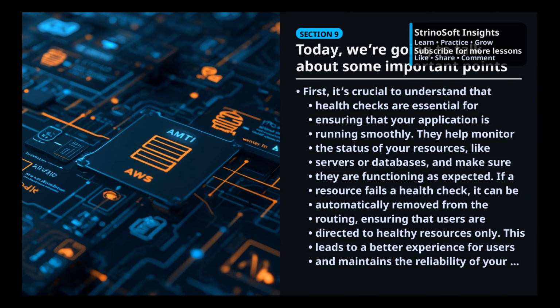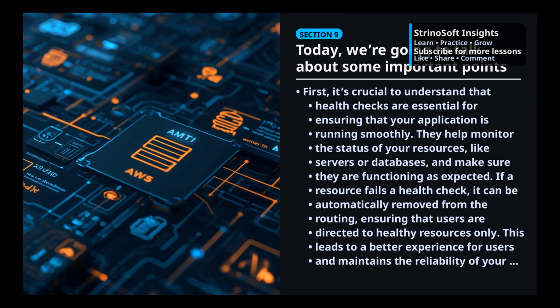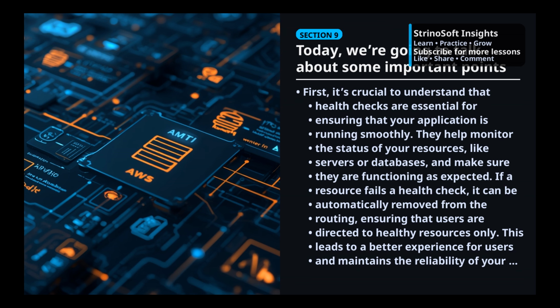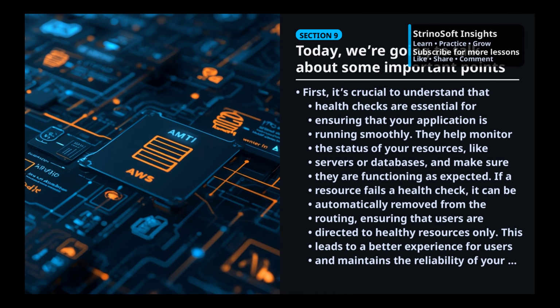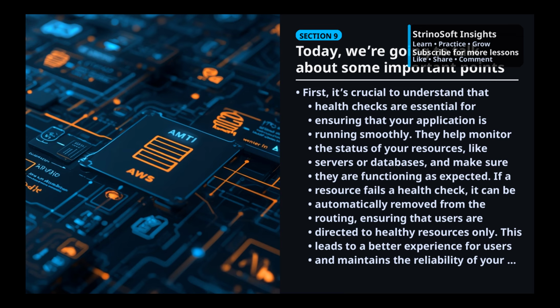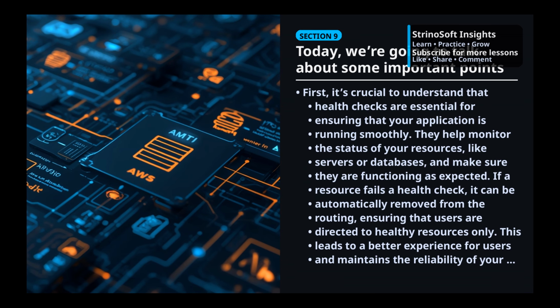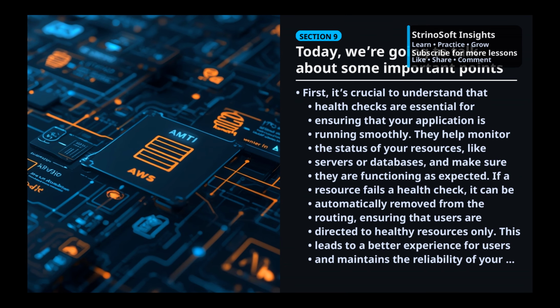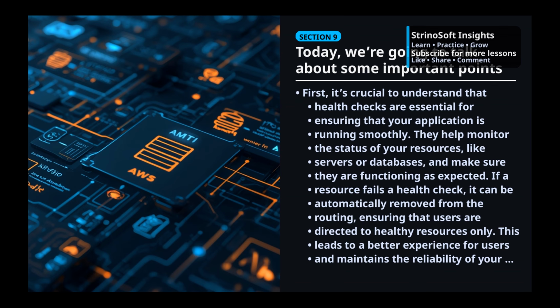First, it's crucial to understand that health checks are essential for ensuring that your application is running smoothly. They help monitor the status of your resources, like servers or databases, and make sure they are functioning as expected. If a resource fails a health check, it can be automatically removed from the routing, ensuring that users are directed to healthy resources only. This leads to a better experience for users and maintains the reliability of your application.